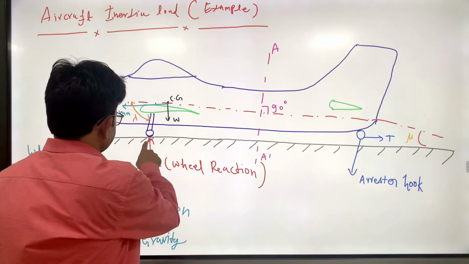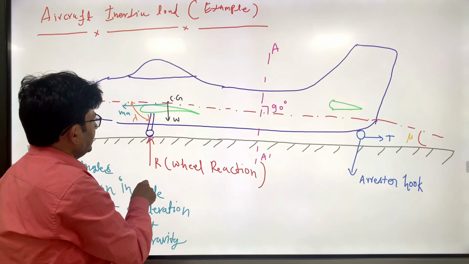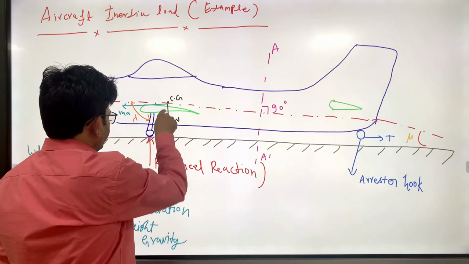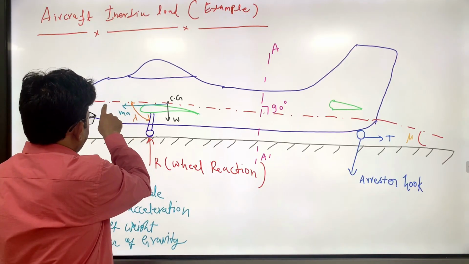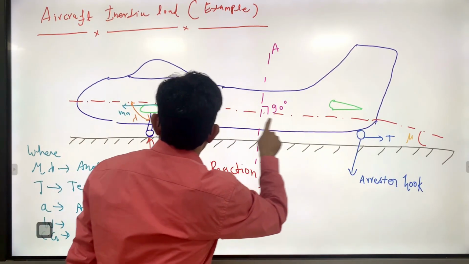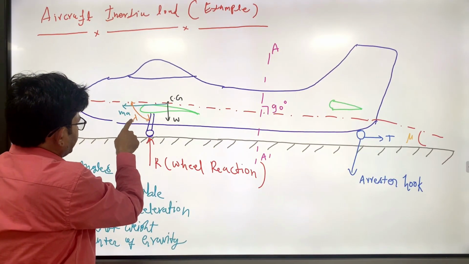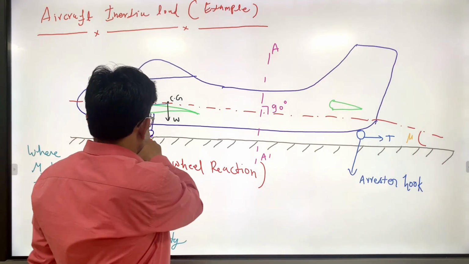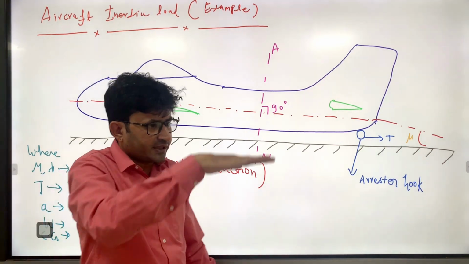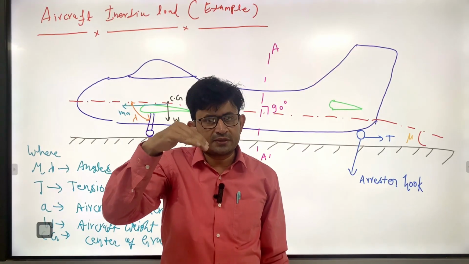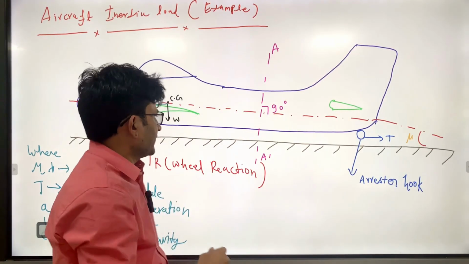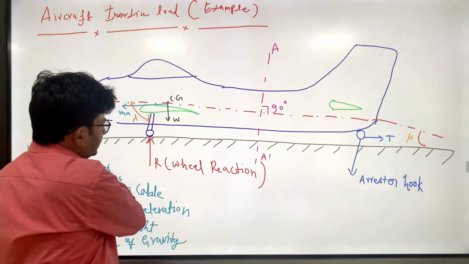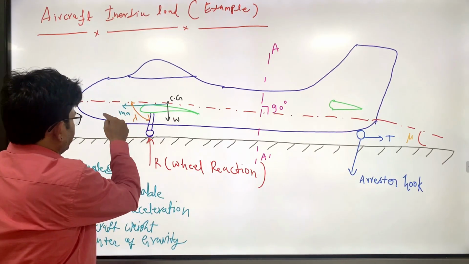So you can see there is a wheel, so R will be the reaction, and this is a CG point, so weight will be acting downward, and you have one reference line, the fuselage reference line. From that you are taking an angle lambda. This is less than 90 only, because exactly 90 degree you will not put that. In that case you will have a lot of load during time of landing, and the landing may break. Okay.